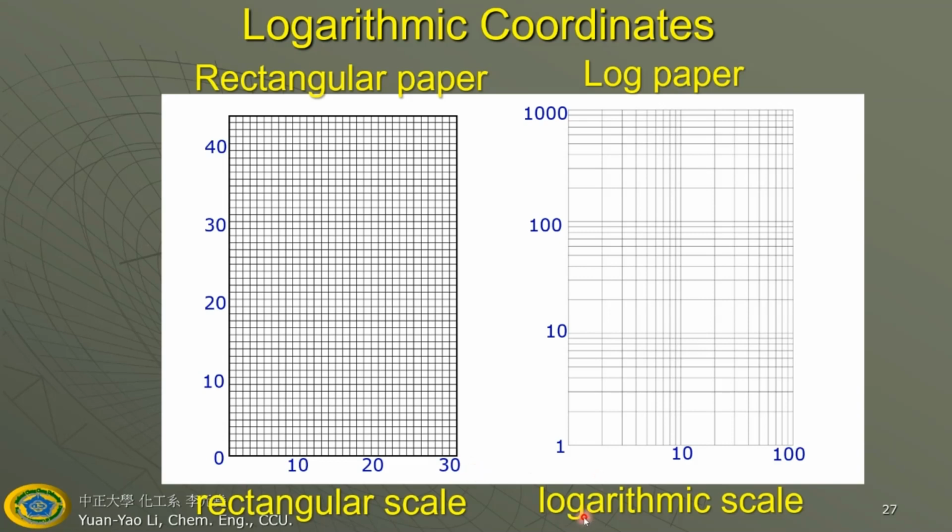And how about log scale? Logarithmic scale. This is 1 here, 2, 3, 4, 5, 6, 7, 8, 9, 10, 20, 30, 40, 50, 60, 70, 80, 90, 100. So as you can see, this is not in the same length. This is a different type of scale, and this is what we call log scale or logarithmic scale.